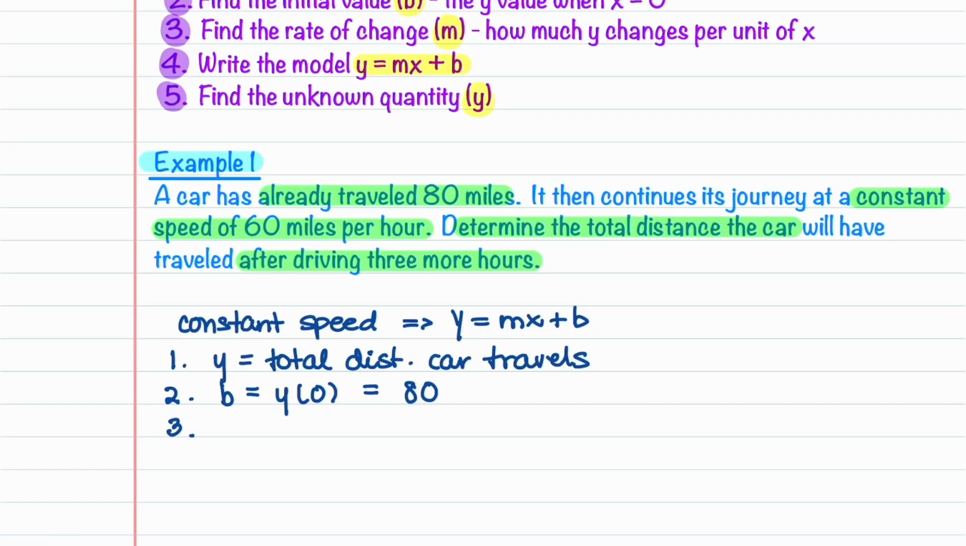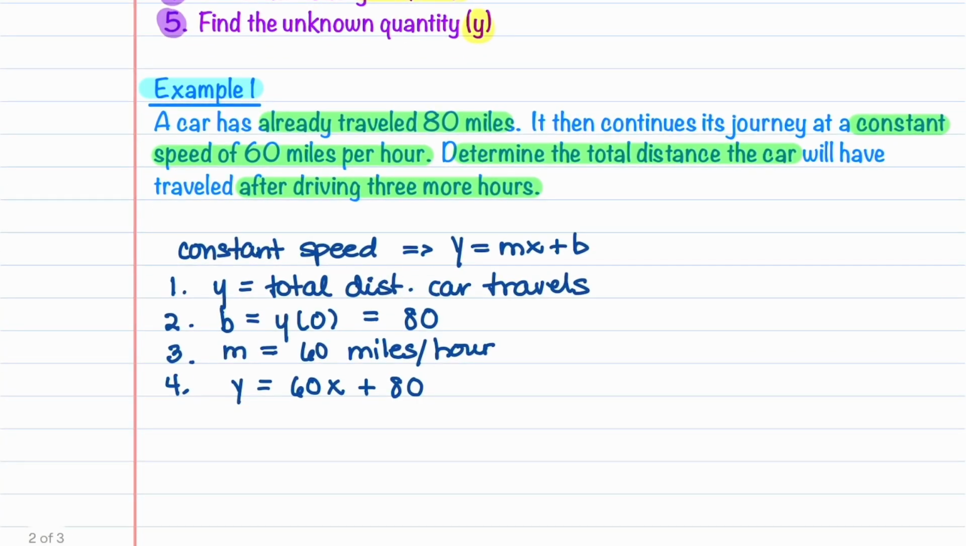Now let's look at our third step. Our third step says to find the average rate of change, and that's going to be equal to m. And our average rate of change is going to be 60 miles per hour. Our fourth step says to write the model. So we're going to take our m and our b and we're going to put them into our model. So we have y is equal to m, which is 60, times x plus b, which is 80.